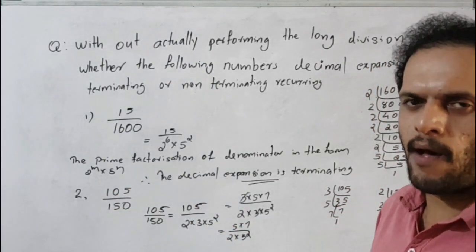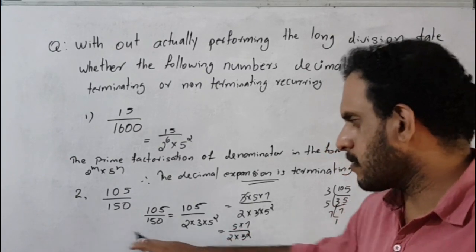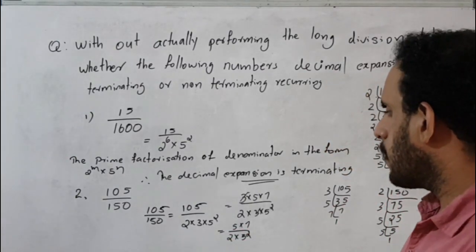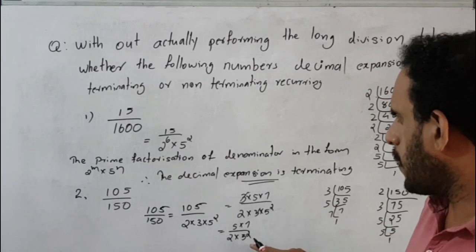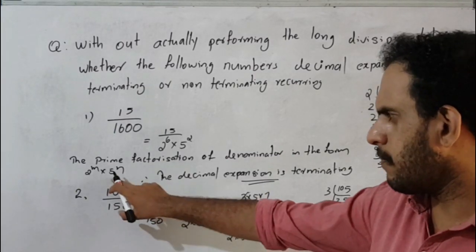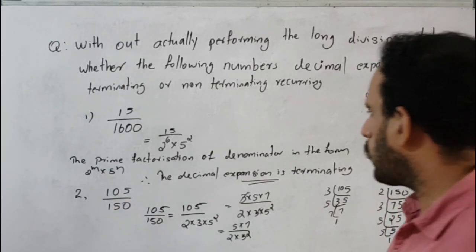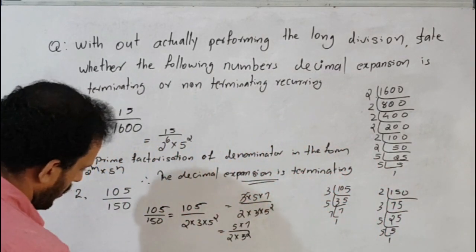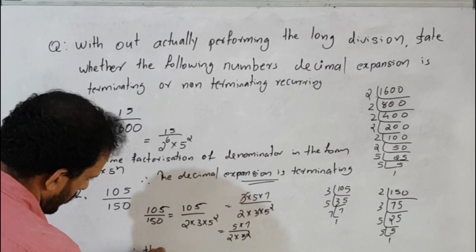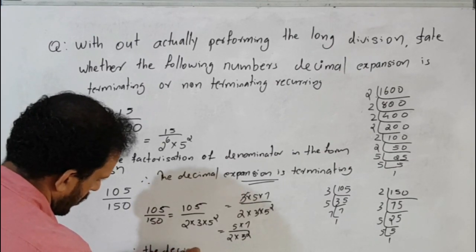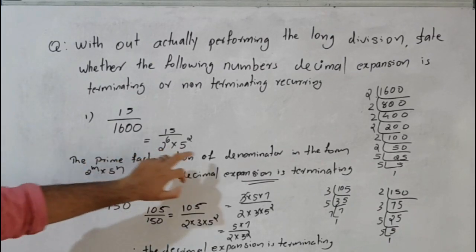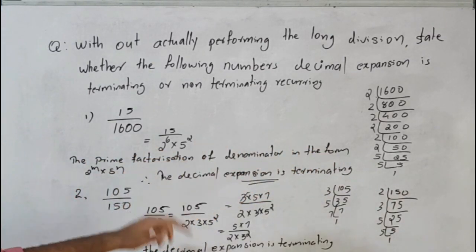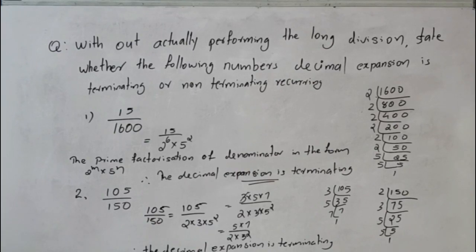After this you must write the sentence. Okay, what is that? The prime factorization of the denominator is in the form 2 raised to m into 5 raised to n. Therefore, the decimal expansion is terminating.